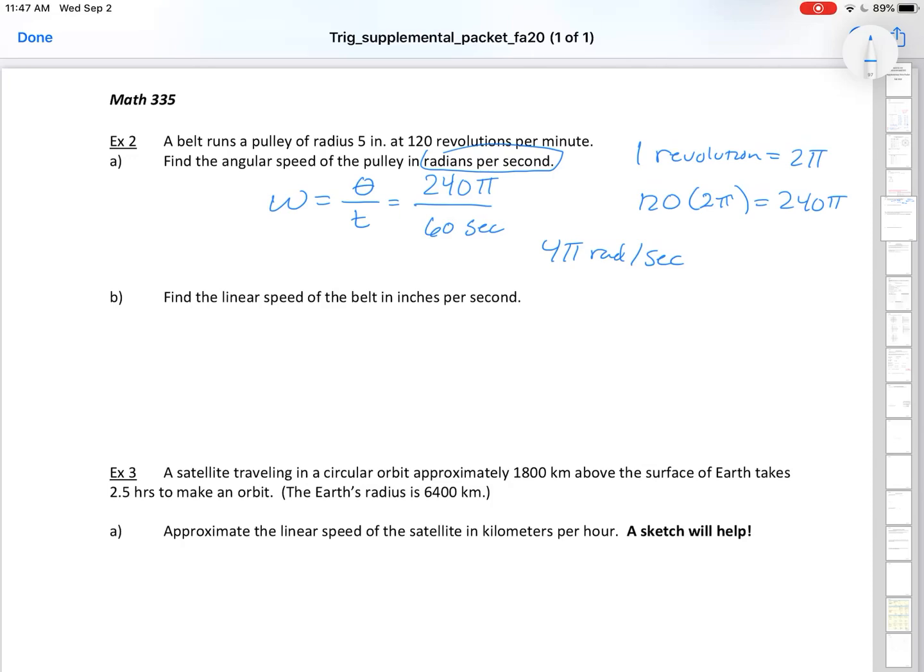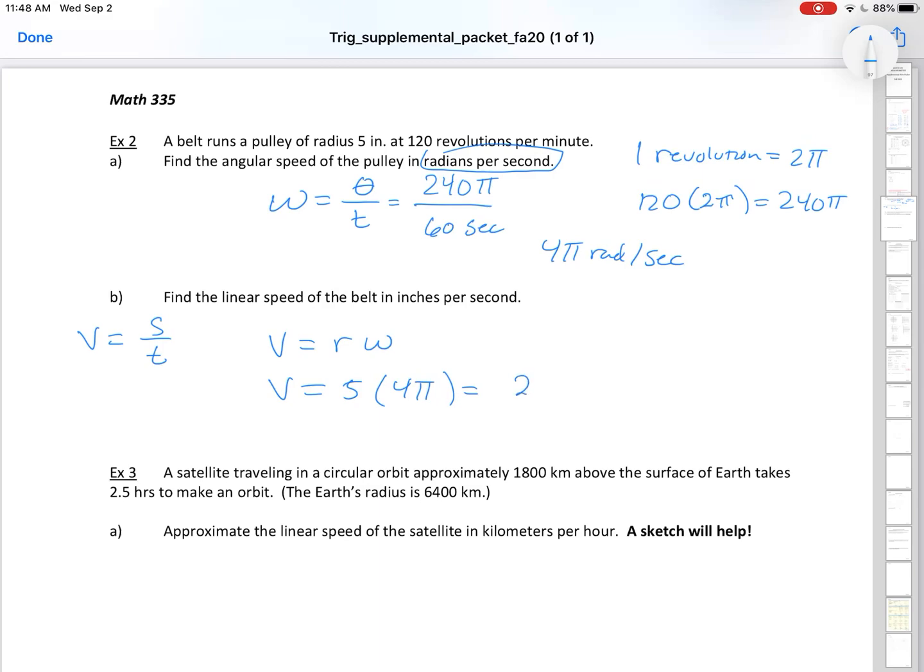Find the linear speed of the belt in inches per second. Well, the linear speed is simply r times omega. I could use s over t, but r times omega may be better because right now I know r, 5, and I know omega. Omega is 4 pi radians per second.